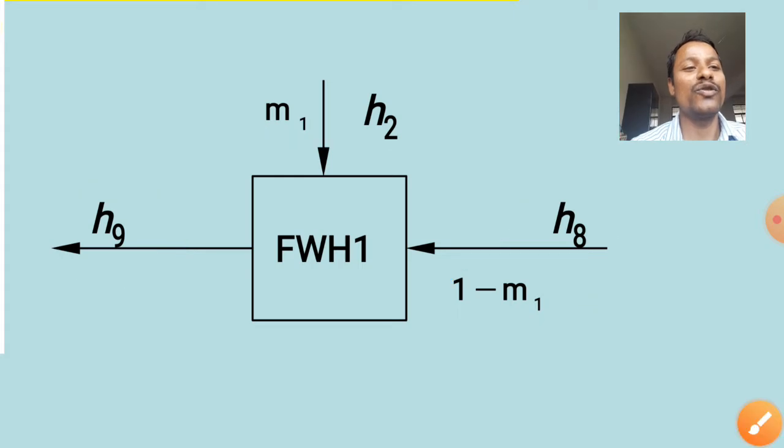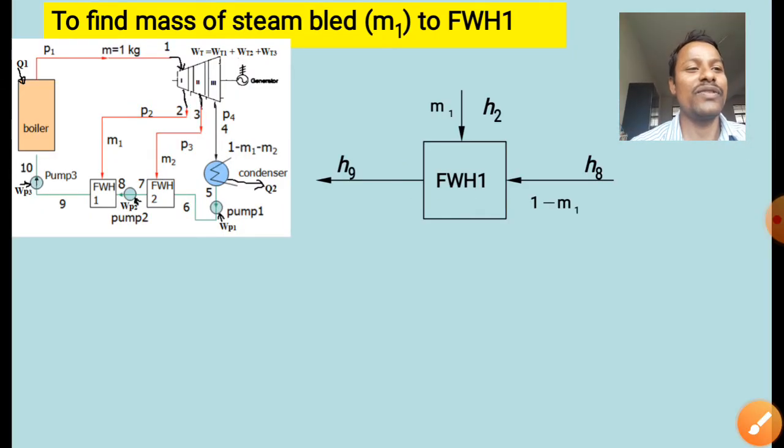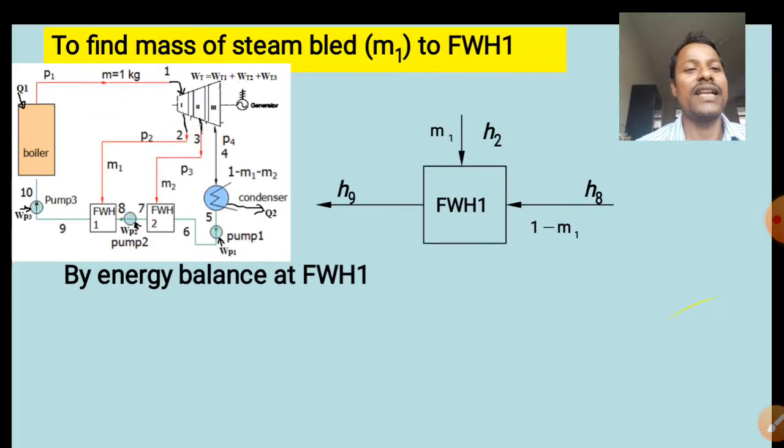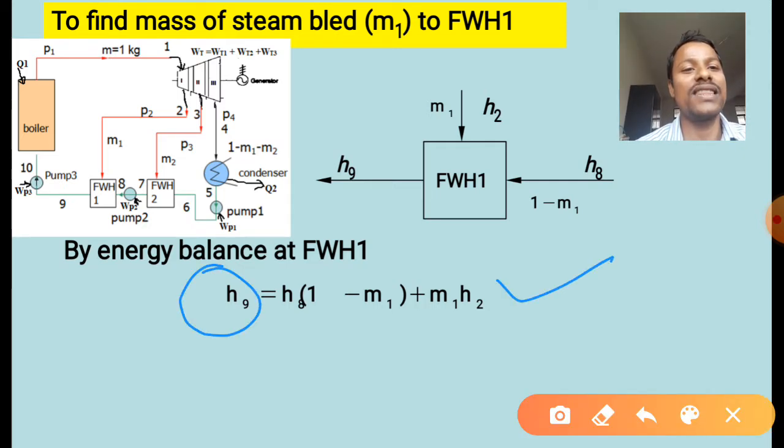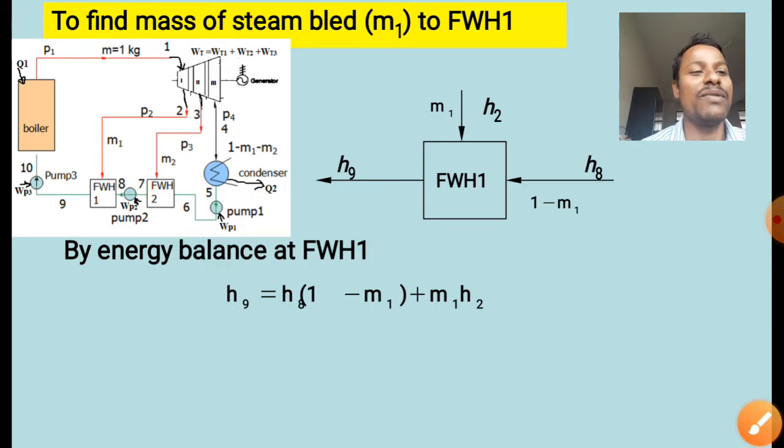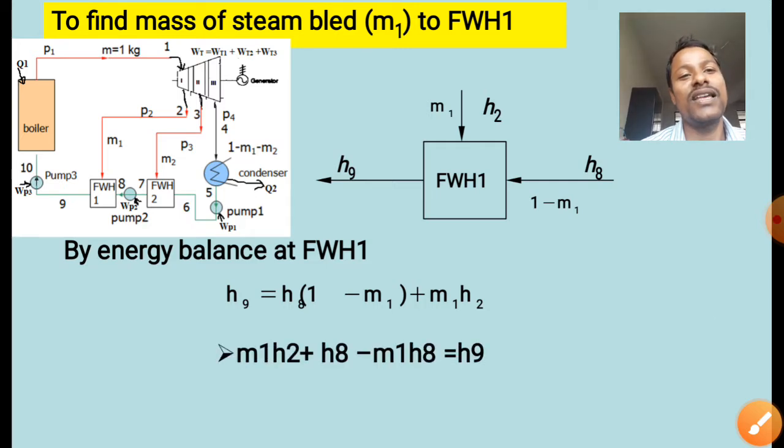So now we will do the energy balance for this feed water heater. So we have M1 into H2 as one side inlet energy, another one is 1 minus M1 into H8, which will be equal to H9. So this energy balance for feed water heater 1, we can write mathematically, this is the expression, that is H9 is the outlet enthalpy, H8 into 1 minus M1, plus M1 into H2. So this is the energy balance. Then we will simplify this equation using algebra.